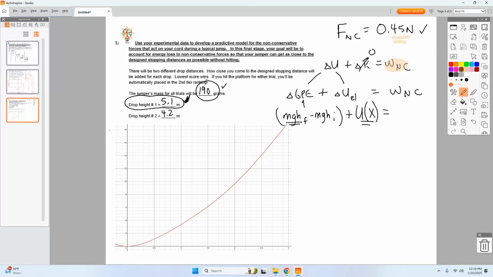That is equal to work non-conservative, which is the force non-conservative, minus 0.45 newtons. And that's going to be acting over, we're going to assume that they fall the full 5.1 meters. So that's going to be acting over 5.1 meters. This represents energy loss.